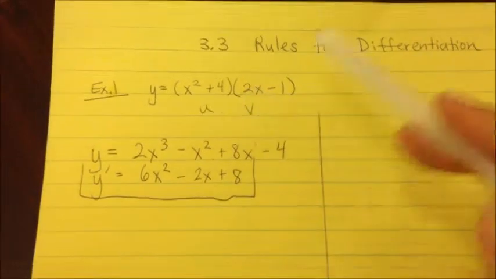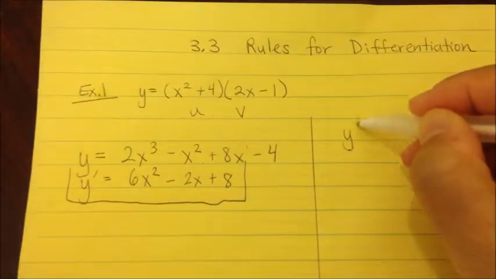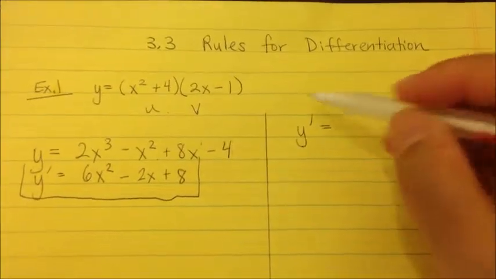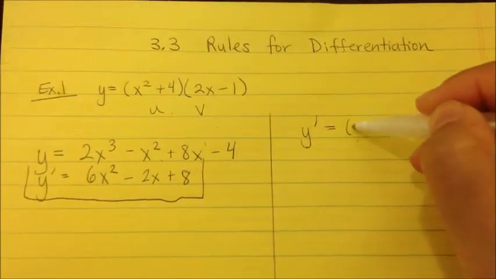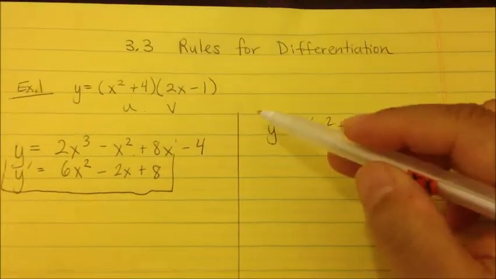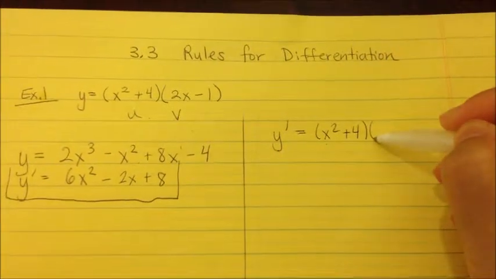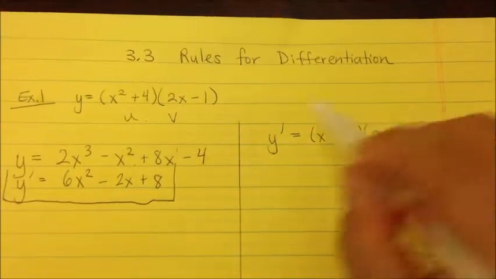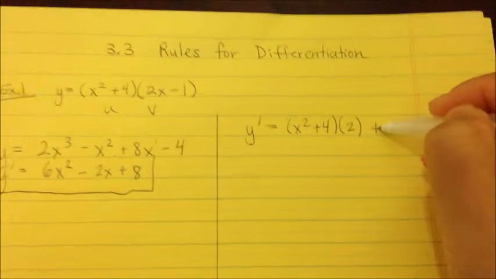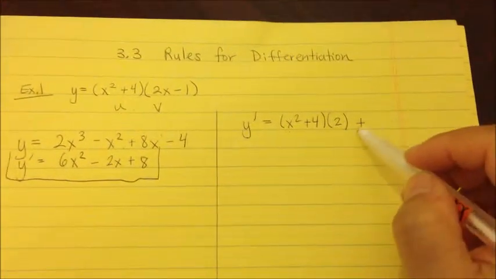Using the UV, I'm going to start with y prime because I'm actually going to take the derivative. The UV is multiplication, so I start with the u, so I copy my u, which is x squared plus 4, right? And then I take the derivative of 2x minus 1. The derivative of 2x is just 2, because the derivative of 1 is a constant, so we're good right there. Plus, because remember in multiplication we have a plus right there.